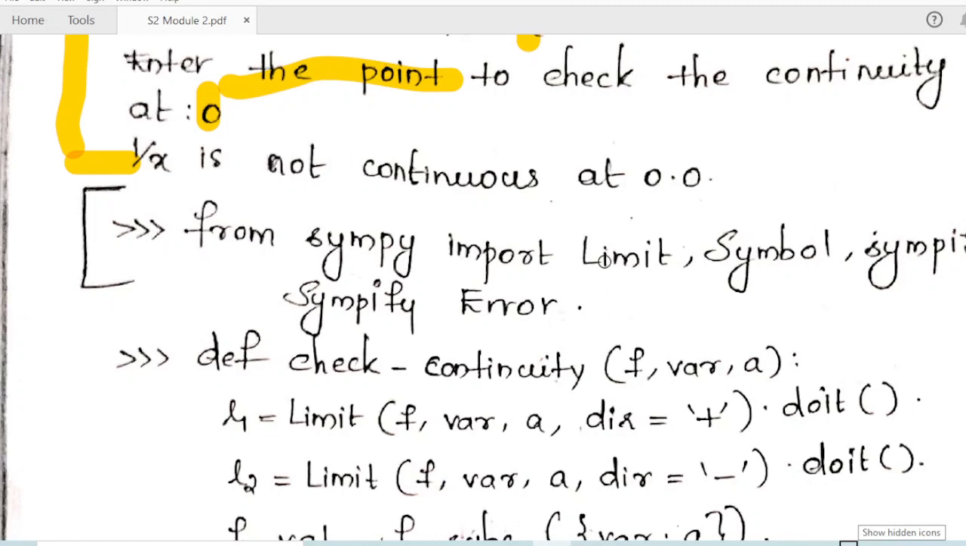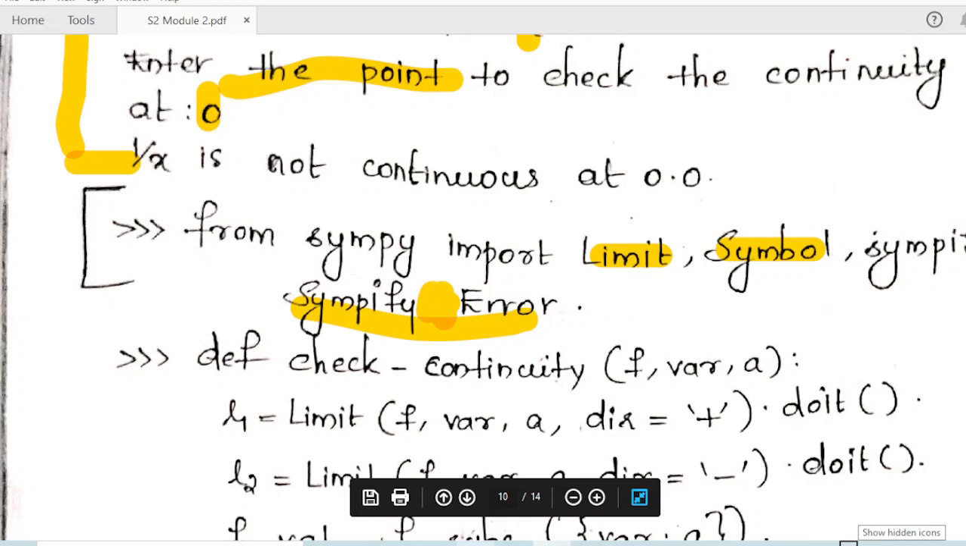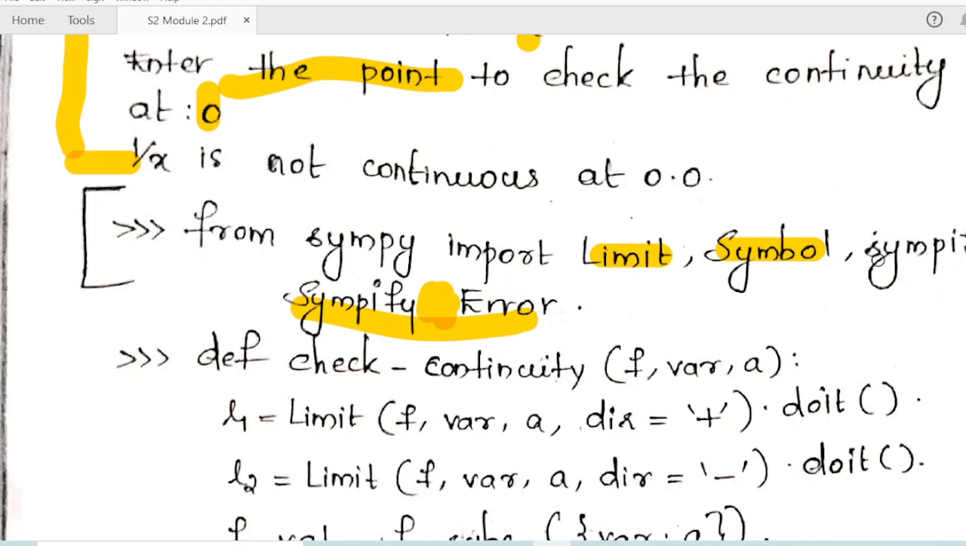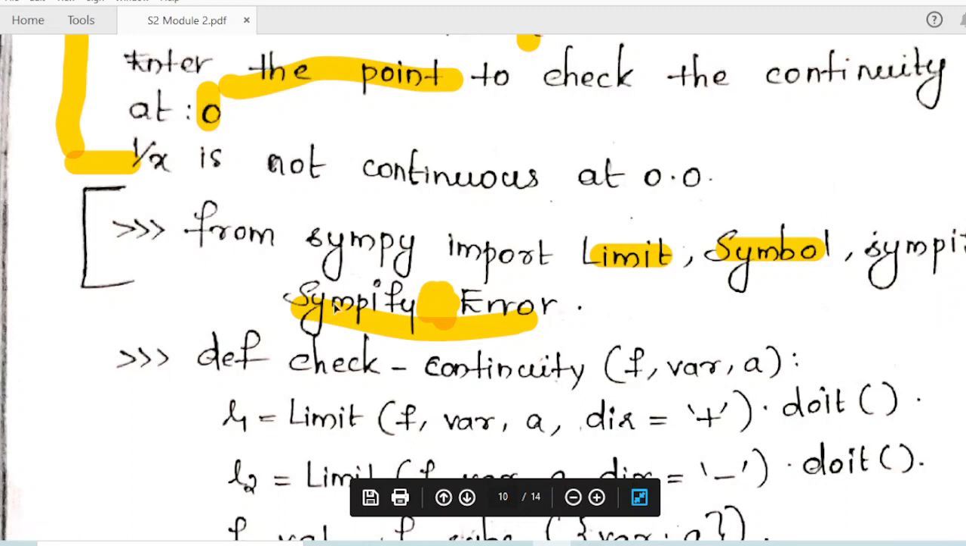So let us start with the program. From SymPy import limit, symbol, simplify. Okay. Actually we cannot import simplify error from here. We have to write another sentence separately. There is a slight error here. So here from SymPy import limit, symbol, simplify. Comma simplify error. This is an error.